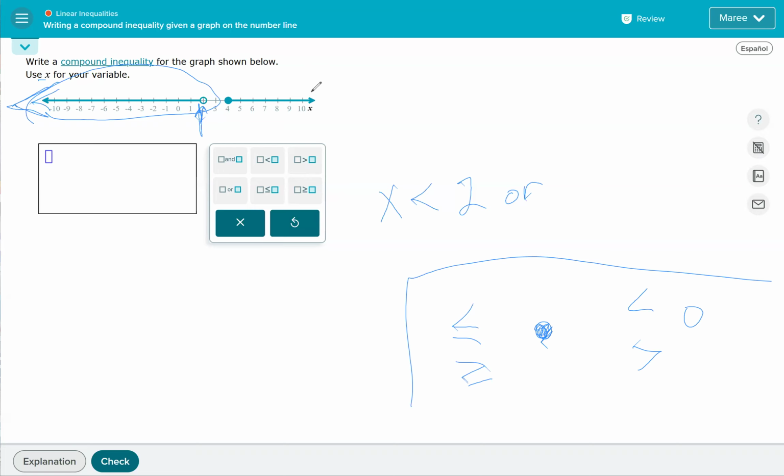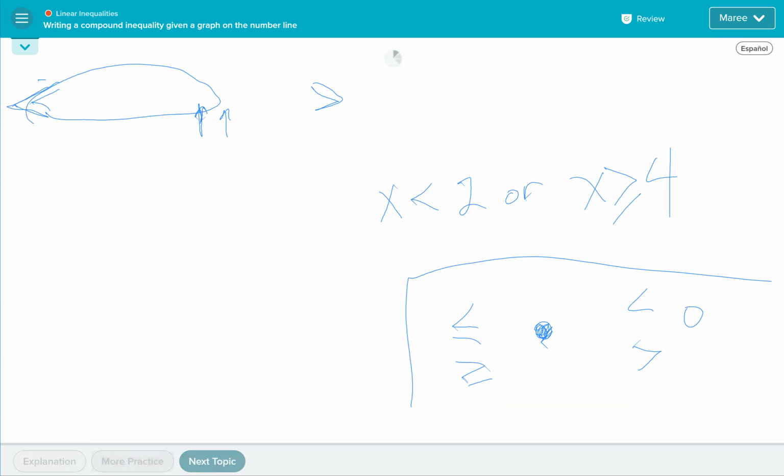Okay, and then because the arrow is going this way, that's the symbol you're going to have. And you have an X and the 4. Because that's a closed circle on the 4, you'll put or equal to. So we're going to have X is less than 2. Then they have an or button here. X is greater than or equal to 4.